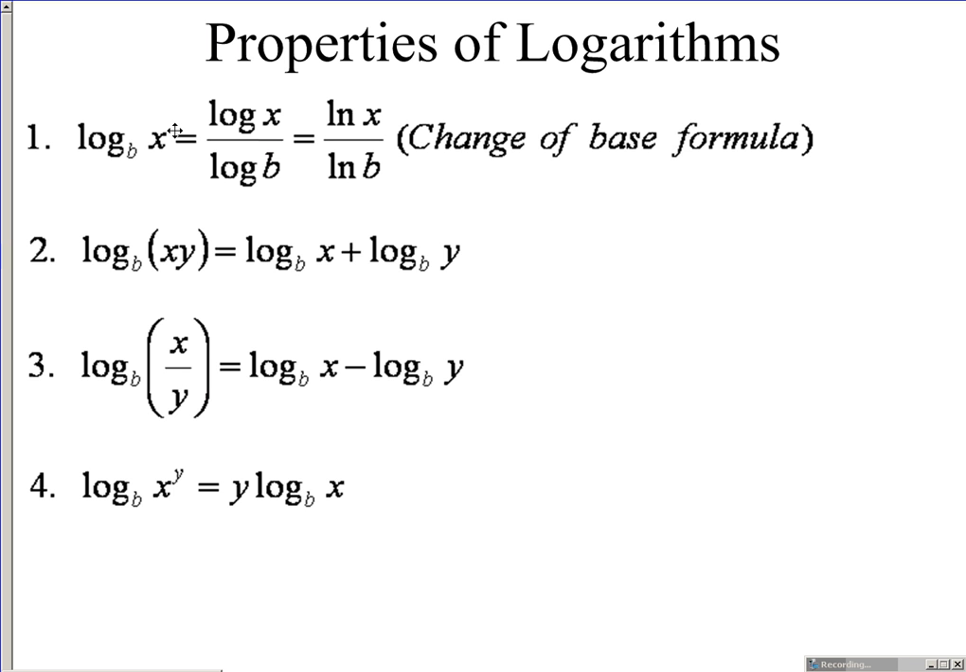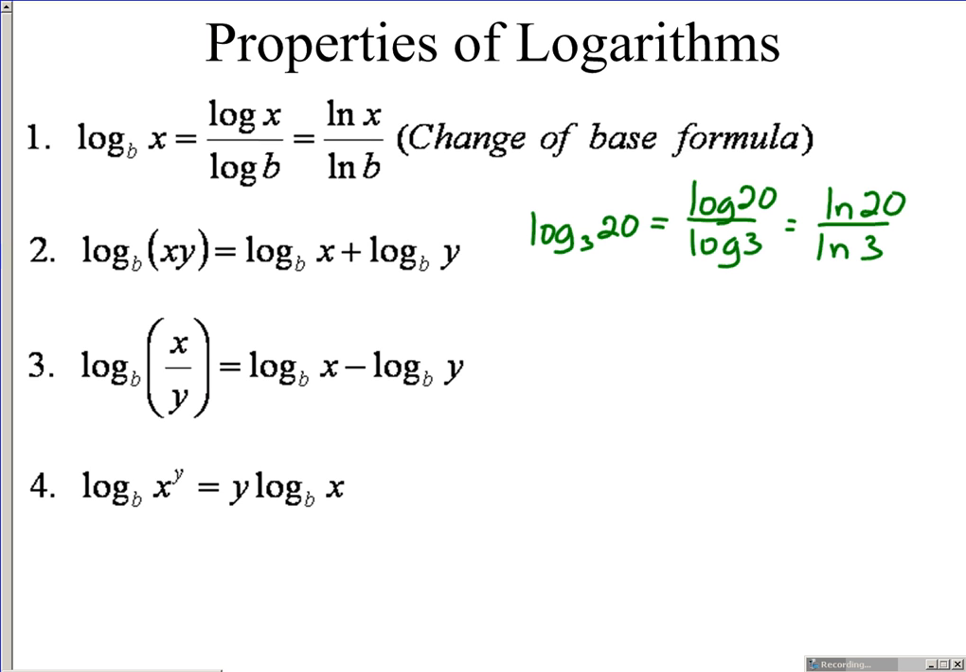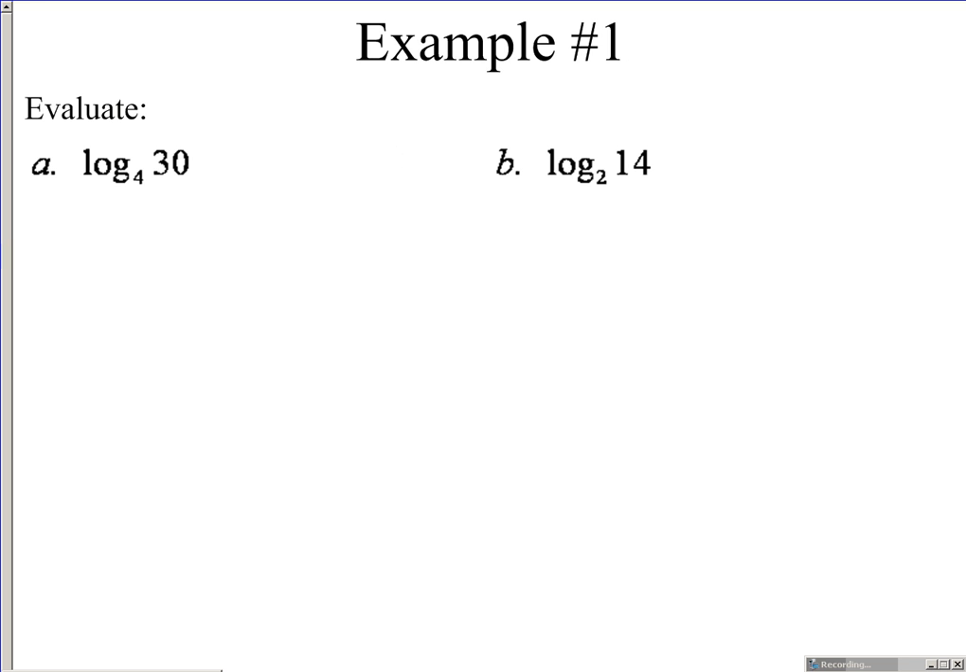So up here, let's say that I have log base 3 of 20, and we want to evaluate that in the calculator. All we are going to do is take the logarithm of the argument, divide by the logarithm of the base, or you can take the natural log of the argument, divide by the natural log of the base. Either way, you're going to get the same answer. I don't care which one you use. If you want to use natural logs, use natural logs. If you want to use common logs, use common logs. You're going to get the same answer regardless.